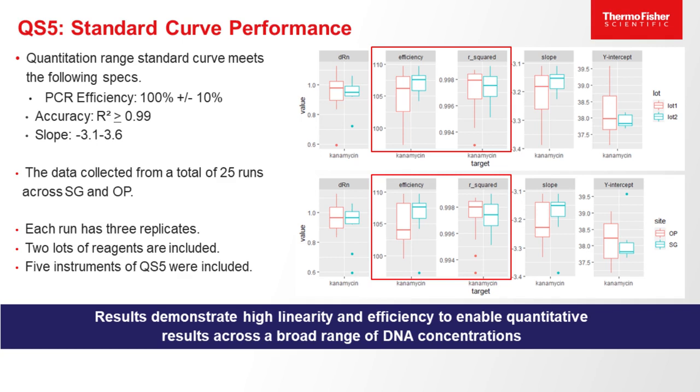Shown here is the standard curve performance data collected across 25 qPCR runs using 2 lots of reagents and run on 5 different QuantStudio instruments. The calculated PCR efficiency met the requirement of 100 plus or minus 10% and an R-squared greater than 0.99, thereby demonstrating high linearity and efficiency to enable quantitative results across a broad range of DNA concentration.